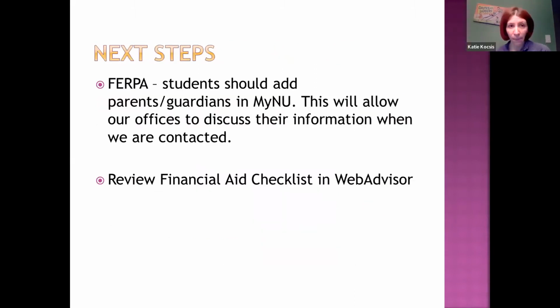Okay, so next steps. The first thing that we like to mention is FERPA. Students should add their parents or guardians in their MyNU, again, using your Purple Pass credentials for this. It really allows our offices to discuss the details of financial aid, student accounts, records, academics, all those types of things, if the student has given their permission for that.